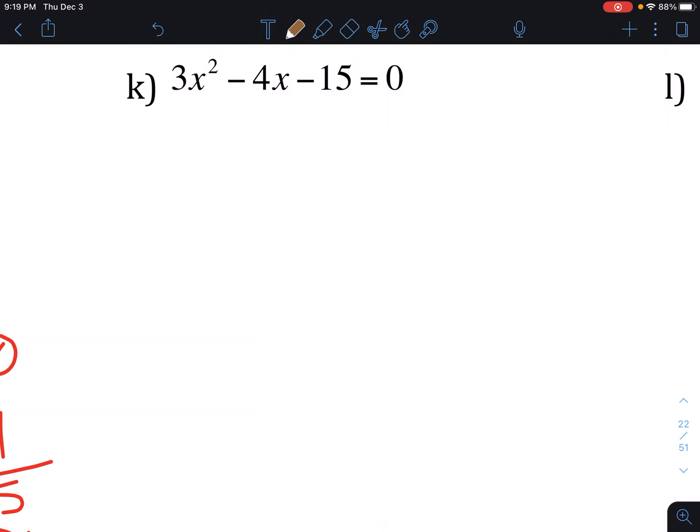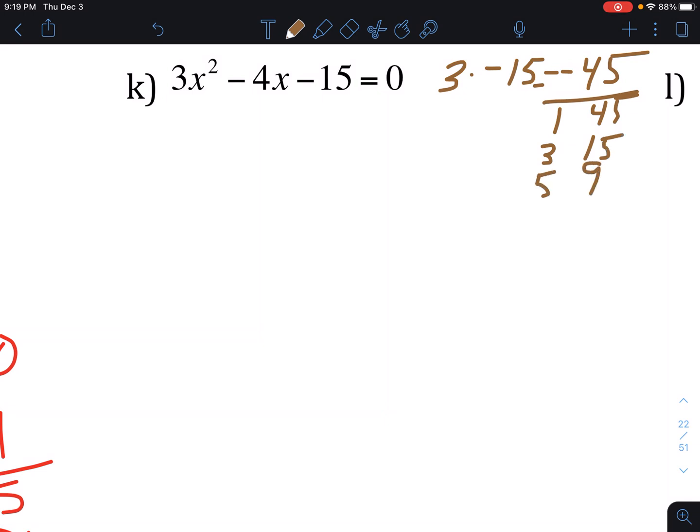So anyway, A times C, that's -45. I need two numbers that multiply to get, let me write down my factors of 45. 1, 45, 3, 15, and 5, 9. All right, so I got to be careful here. The C term is a negative, so my signs do have to be 1 plus 1 minus.